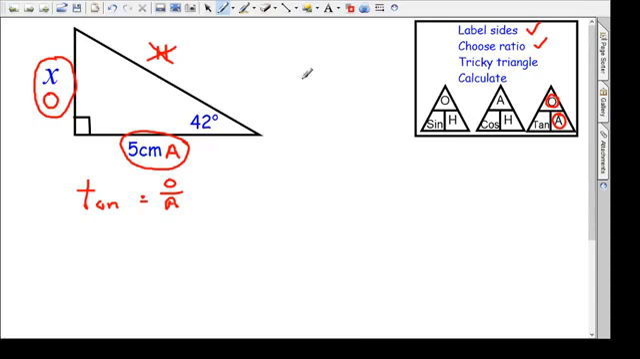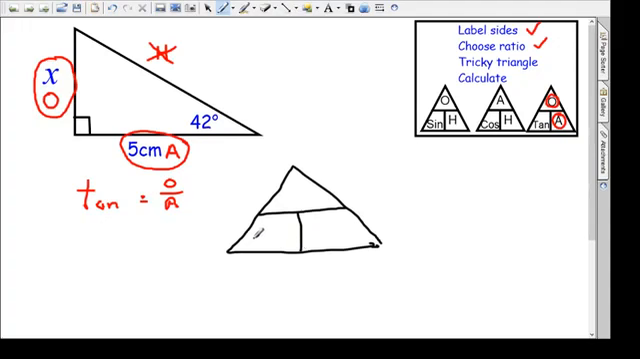Right, tricky triangle. We're now going to lay this problem out in a tricky triangle. What I mean by that is I'm going to copy this out. So I've got my tricky triangle. Sorry about the drawing here. It's going to look a little bit scruffy, difficult with the mouse. I'm going to lay it out like that. I'm going to write tan in there, O up there, and A down there. That's that tricky triangle. That's the one I want.